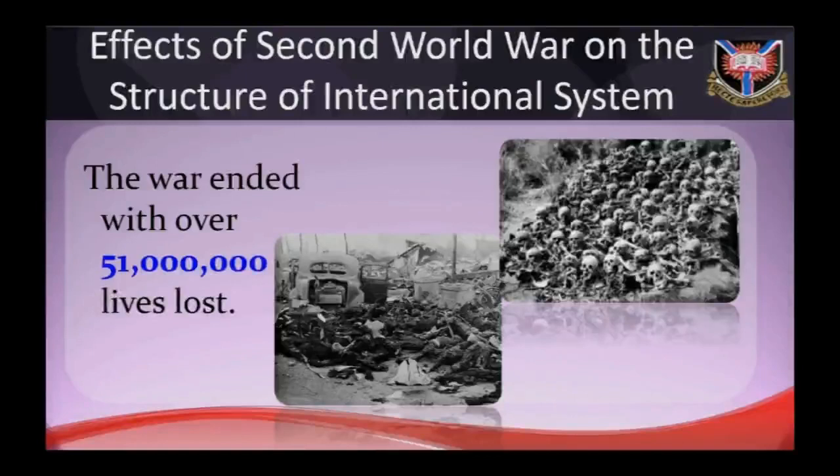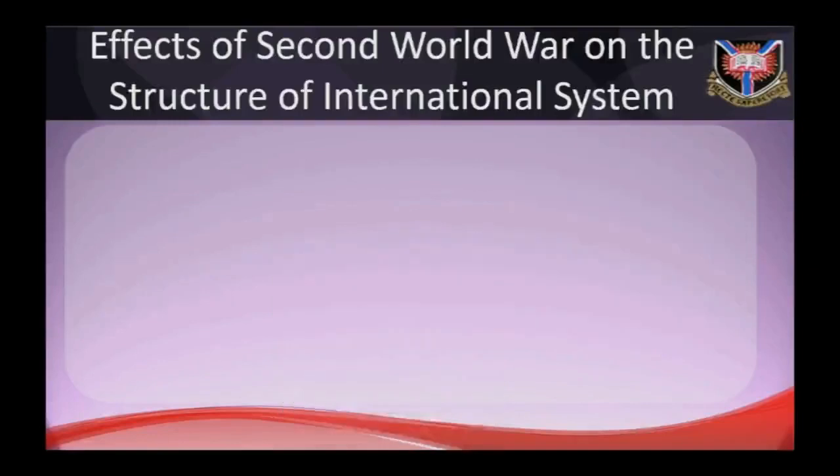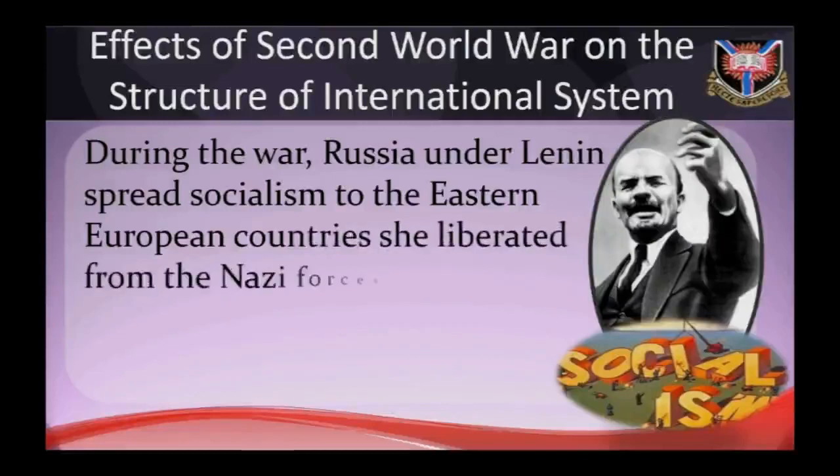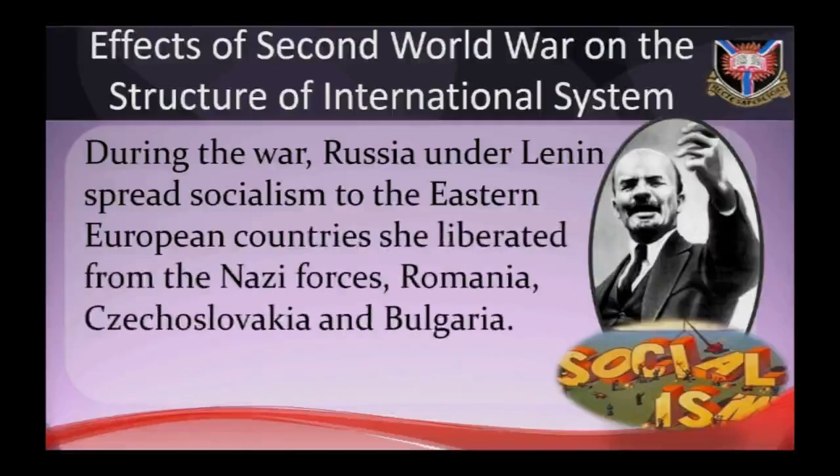What effect did the war have on the structure of the international system? Before answering this question, it is important for you to know that during the war, Russia under Lenin spread socialism to the Eastern European countries she liberated from the Nazi forces: Romania, Czechoslovakia, and Bulgaria. Also, during the war, the Western capitalist nations such as Britain, France, and the USA fought separately from the Eastern socialist nations such as USSR, Bulgaria, and China.